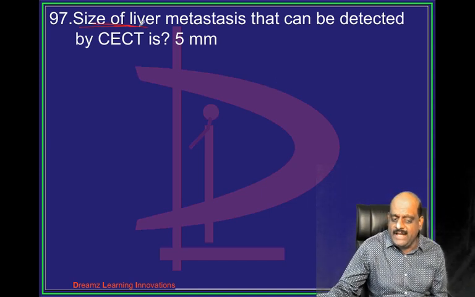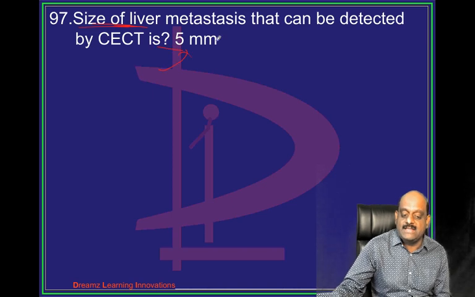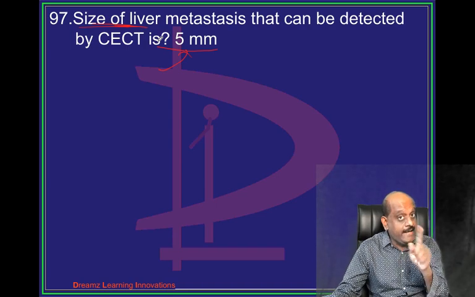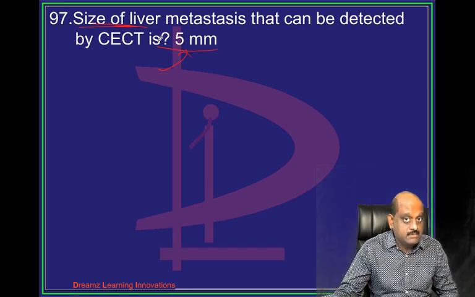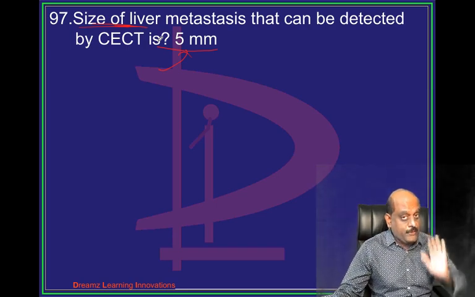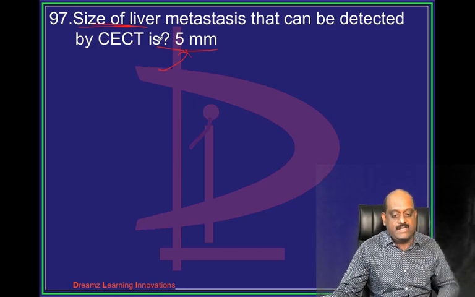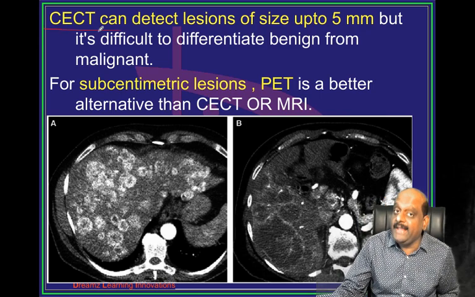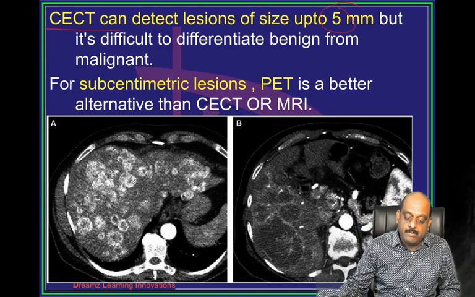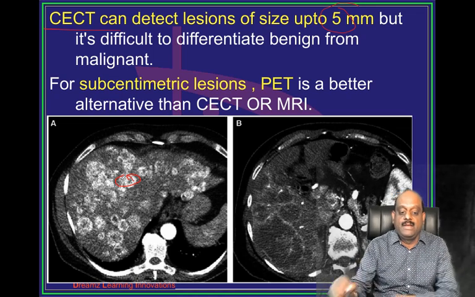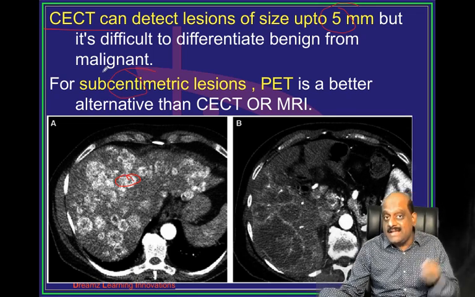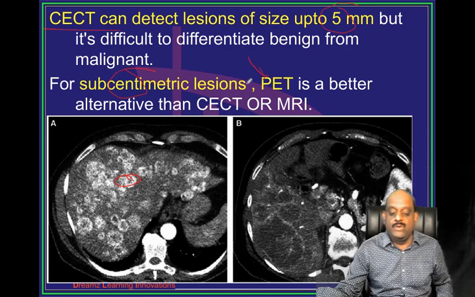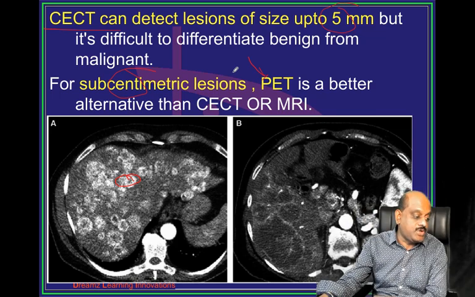The size of liver metastasis that can be detected by CECT is 5 millimeters. It is not 10, it is not 50, it is not 20. We don't accept if you don't give the right answer. So CECT can detect a size up to 5 millimeters. But if it is less than a centimeter, very small, then PET is a better alternative to detect the liver mets. That is what you need to remember.